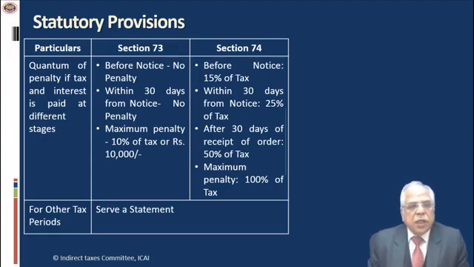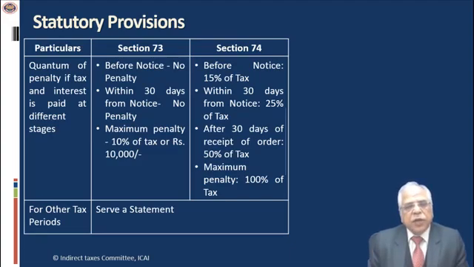Then comes quantum of penalty. As I told you, under section 73, if I pay the tax and interest, no penalty. If I pay tax and interest within 30 days from the issuance of the show cause notice, again no penalty. And maximum penalty which is leviable is 10% of the tax or rupees 10,000.